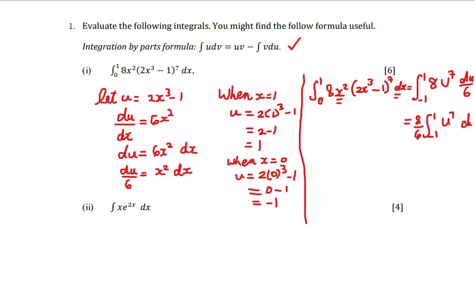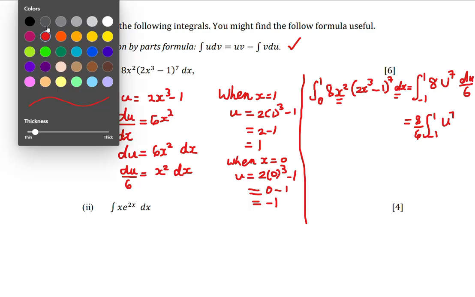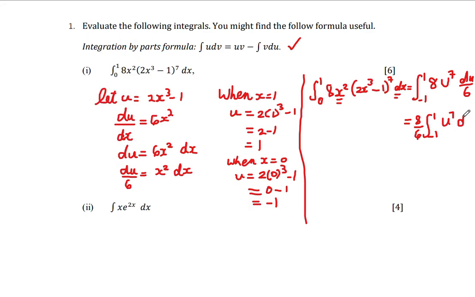Because remember, I indicated that we would have changed out from integrating with respect to x to integrating with respect to u. So that's what I now have. And so what we're going to do is to integrate u to the 7th. When you integrate a power term, you will add 1 to the power. So when I integrate here, this is going to become u to the power of 8. You add 1 to the power and divide by that power. This is the power rule of integration.